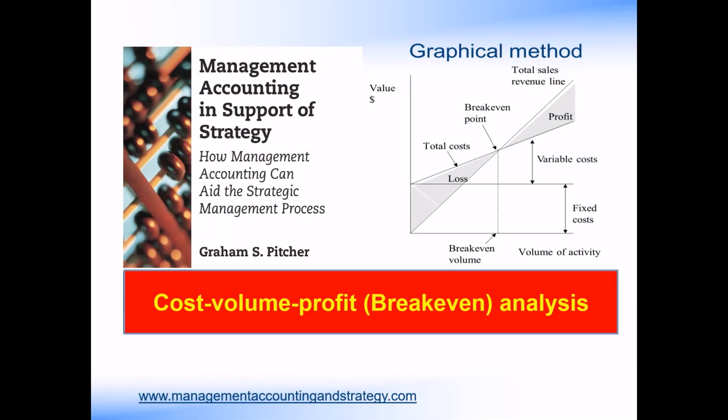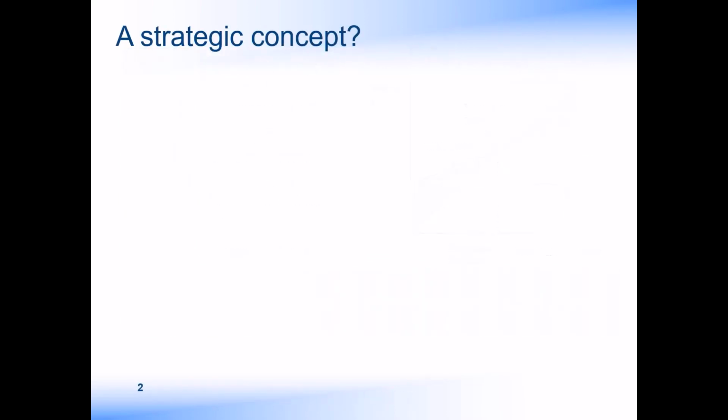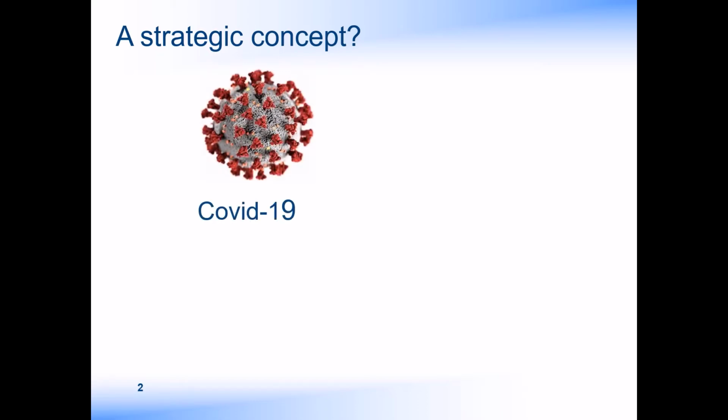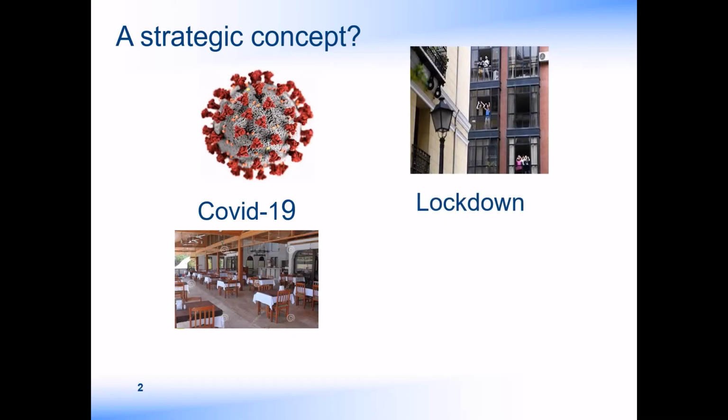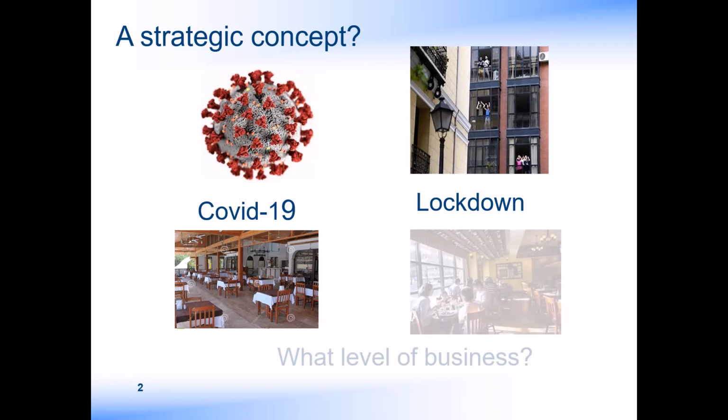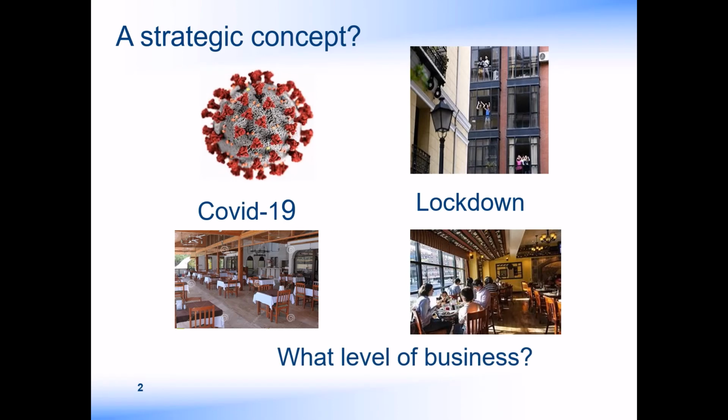This video looks at cost volume profit analysis, which is also referred to as break-even analysis. This can be an extremely important concept, particularly in situations such as that created by the COVID-19 pandemic. When businesses were closed during the lockdown, many still incurred fixed costs, such as rent, even though they were not generating revenue. Once they could reopen, often on a restricted basis, a key question became, what level of business do we need to generate the revenue and profit to cover the fixed costs? In other words, they were looking for the break-even point.